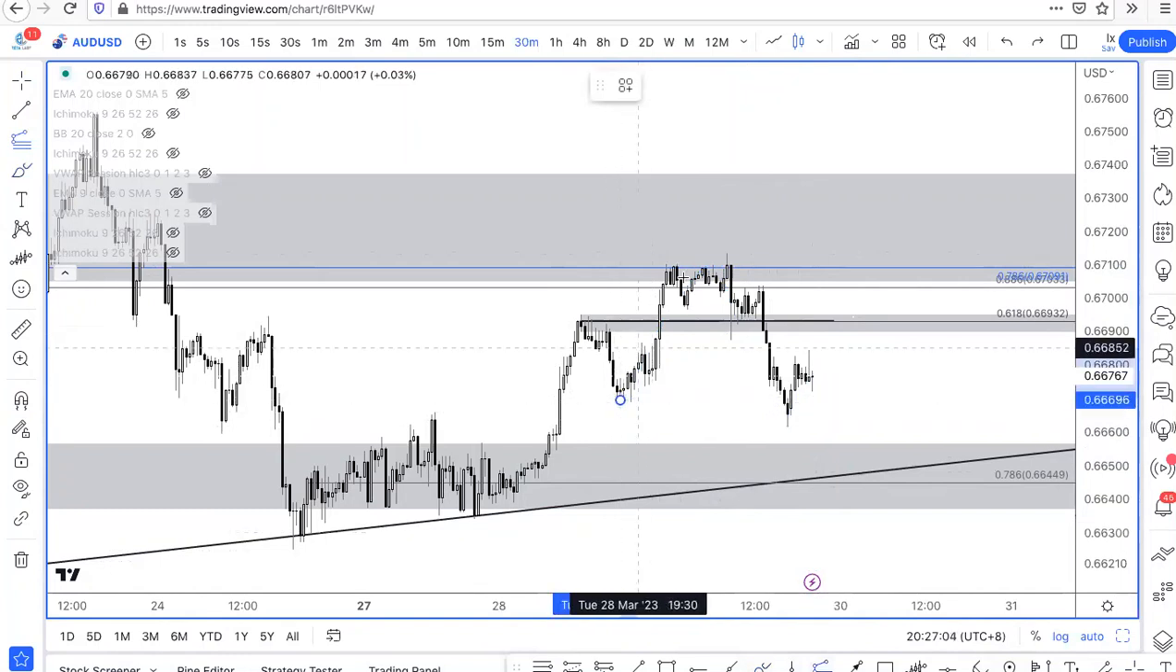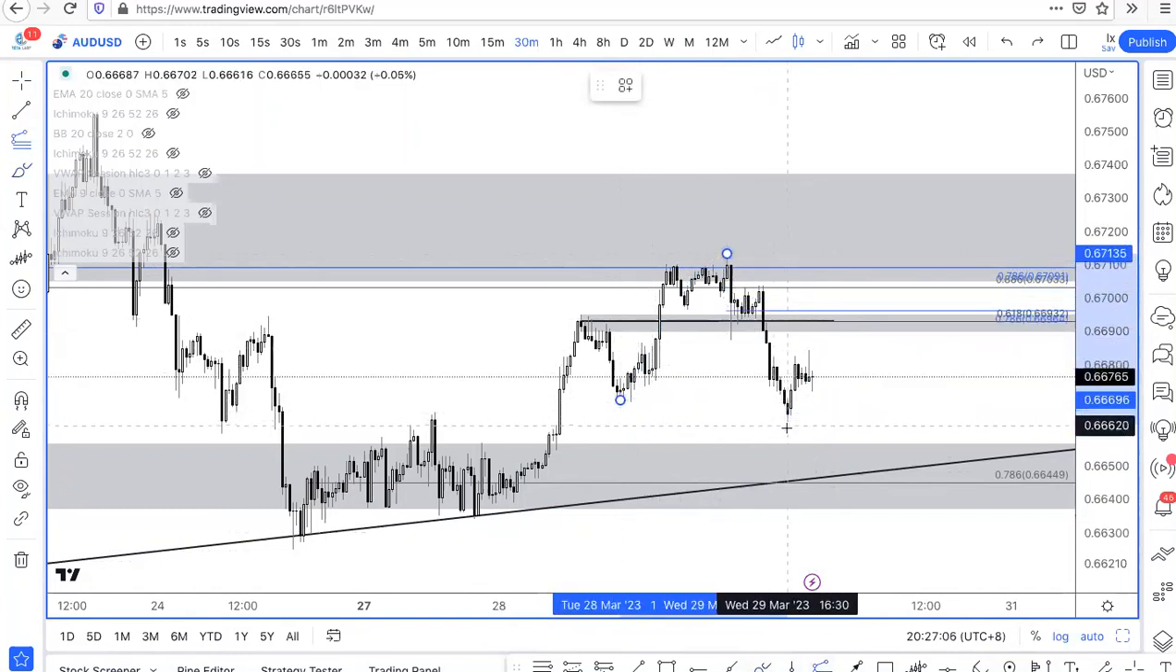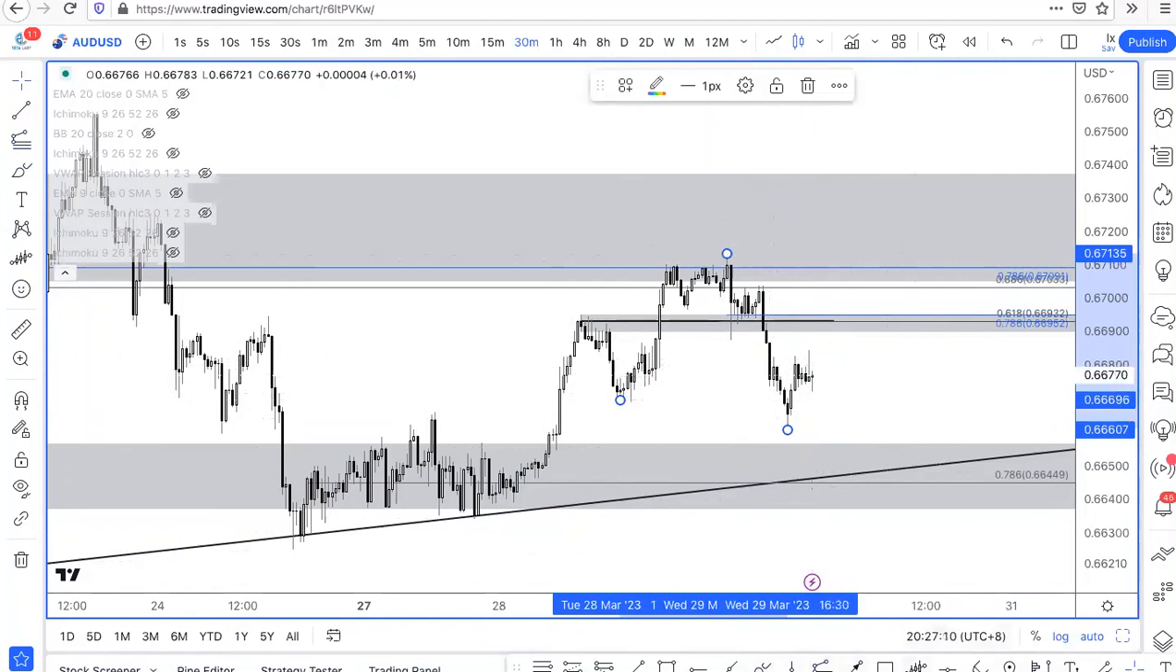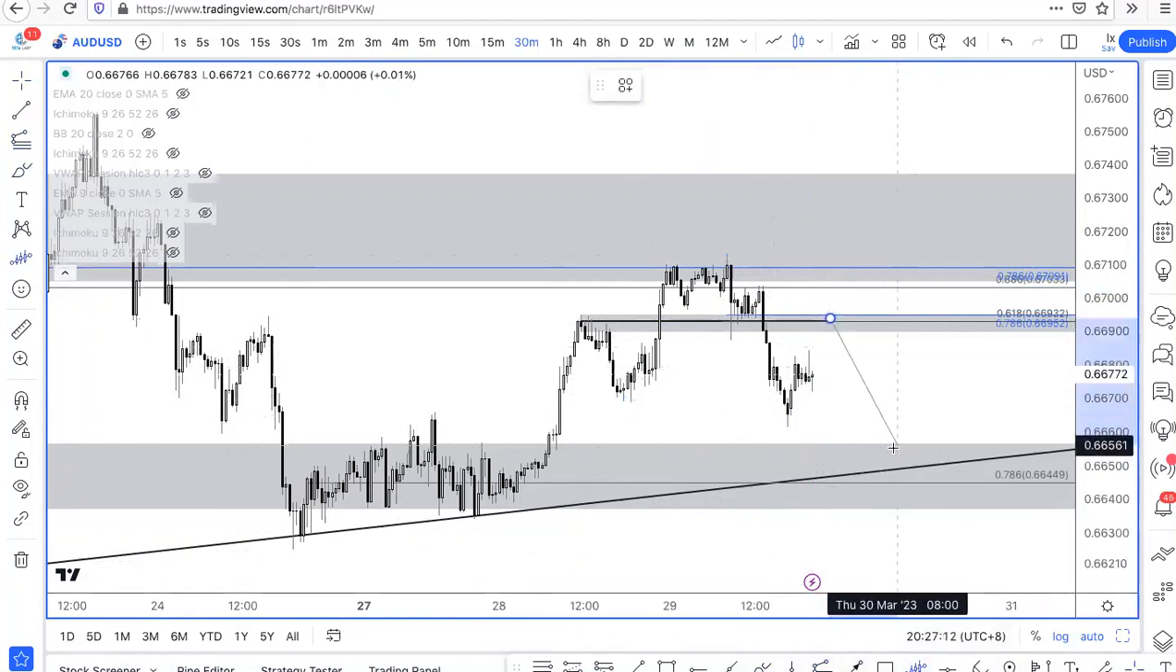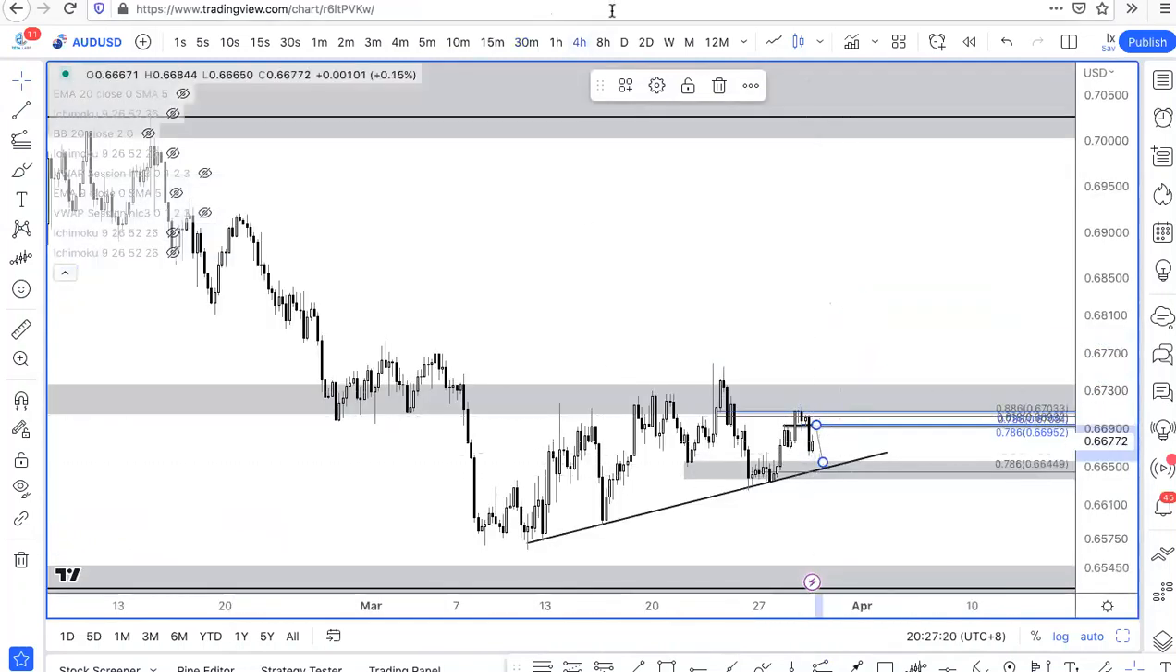So when you do that, you can see this is the extension level. We have one retracement and extension level lining up here. So I think that when price comes into this zone, we can take shots from here, targeting this low that we have on the 4 hours. This is the 4 hours low.